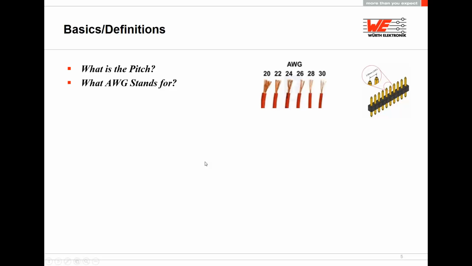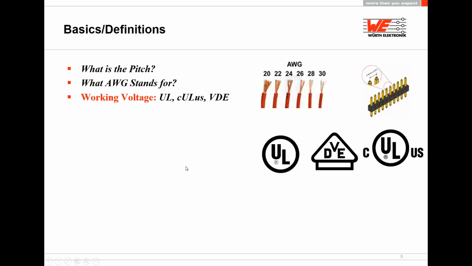AWG, a lot of people talk about AWG, which is the American wire gauge. If you look at the American wire gauge, you will see that the higher the number, the thinner the wires. And this could be measured in millimeters or inches, or by the area in square millimeters.